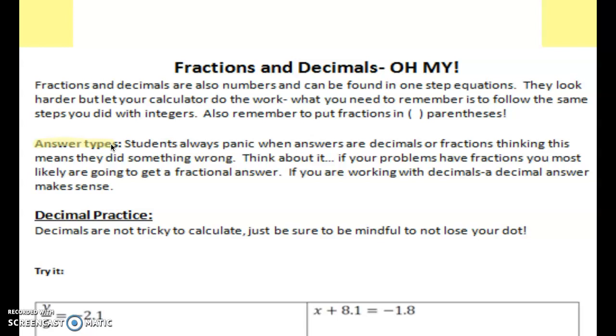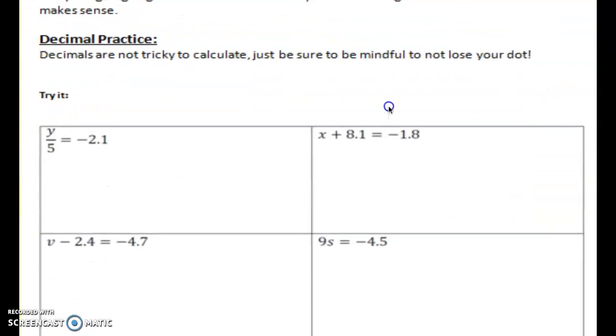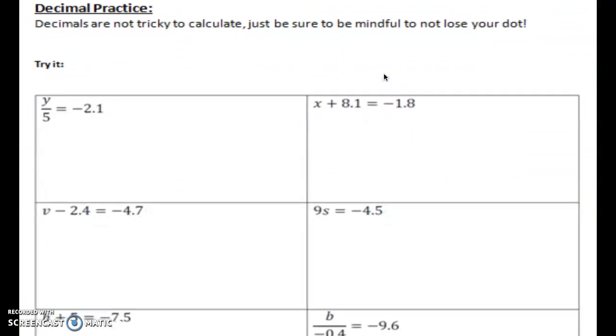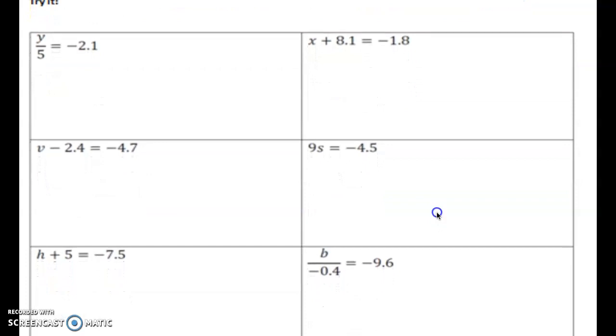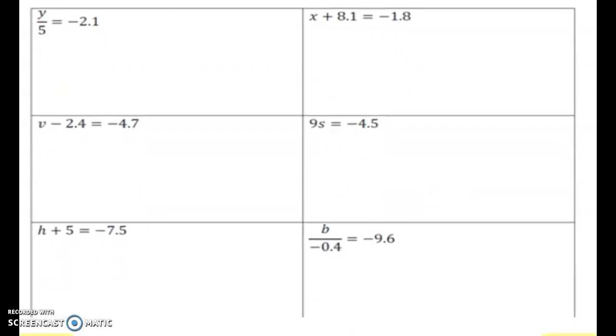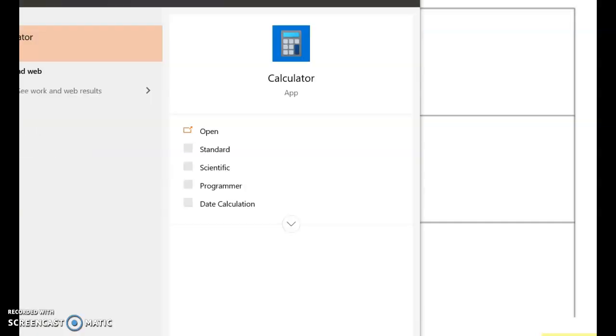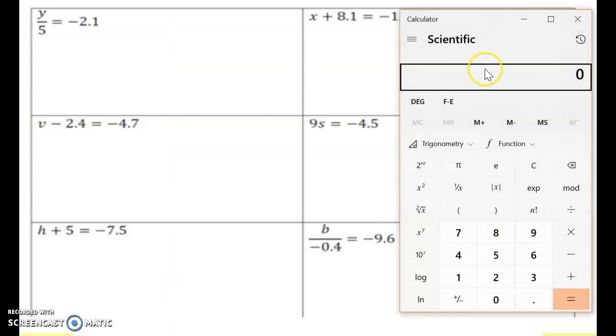So let's just hone in. First, we're going to start off a little bit basic, and we're going to go to the decimals. So take a look at our decimals. Decimals aren't tricky to calculate. Just be sure to be mindful not to lose your dot. So we'll save those fractions for later this week. Here in our note packet, we've got 6 examples that we're going to work our way through. And again, I encourage you to use a calculator. Decimals are a little bit harder to compute in your head, and using a calculator is completely acceptable. So I'm going to go ahead and get my calculator up and ready for when I need it.